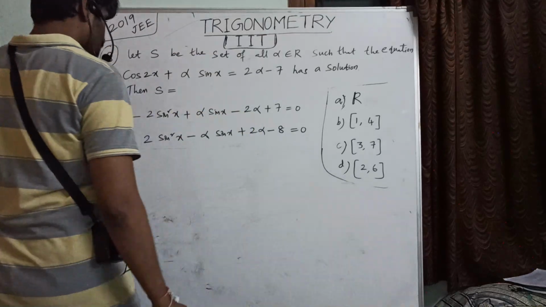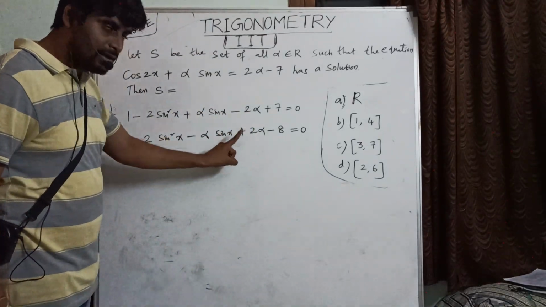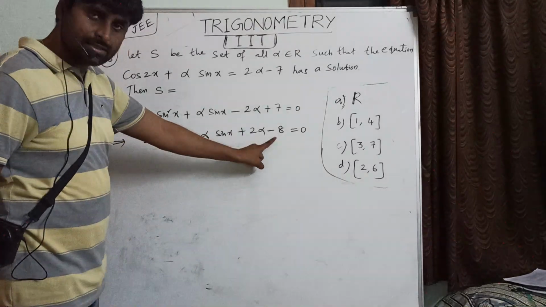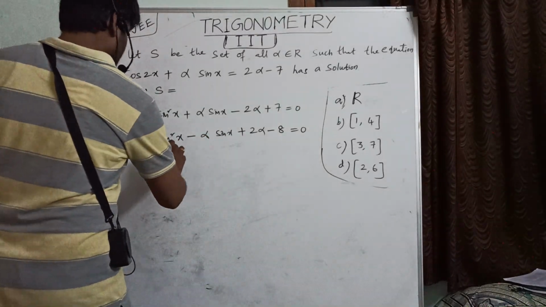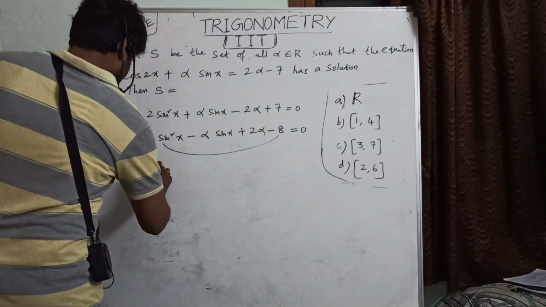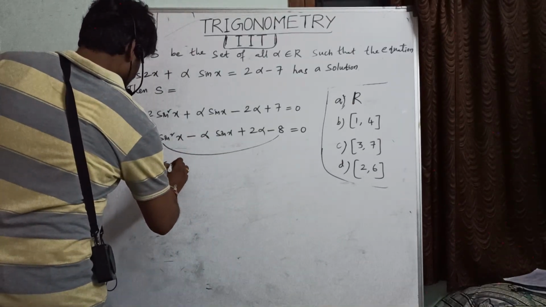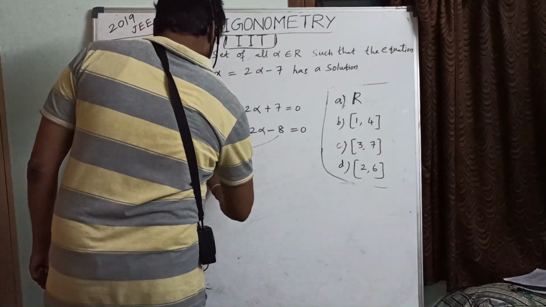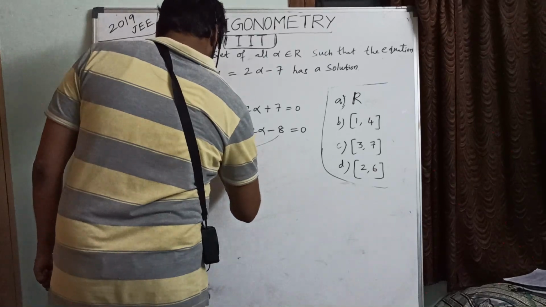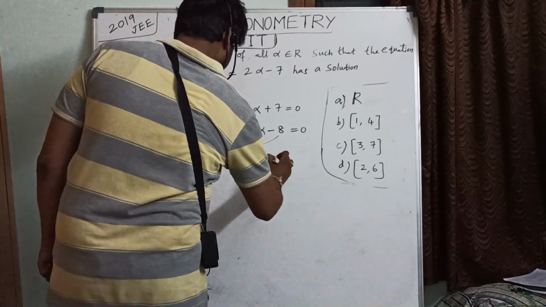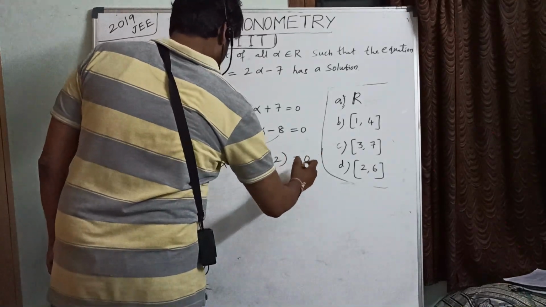Okay. Now observe, so these two are alpha terms. I can take alpha common, and from first to last I can take 2 common. From these two I can take 2 common. So what do we get? Sin square x minus 8, minus here alpha if I take common, so sin x minus 2 equal to 0.